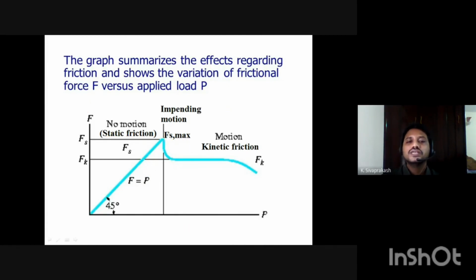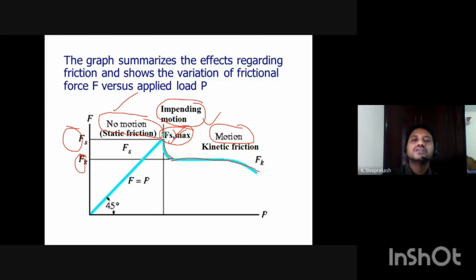Now it reaches the maximum value, which is known as the limiting friction, Fs max. After reaching this value, the body starts moving, and when the body starts moving, this value is automatically reduced. That value is Fk, the kinetic friction. So Fs is the static friction, Fs max is the maximum value of the static friction known as the limiting friction, and Fk is the kinetic friction. During kinetic friction there is motion, and up to the static friction there is no motion. Impending motion lies in between them.